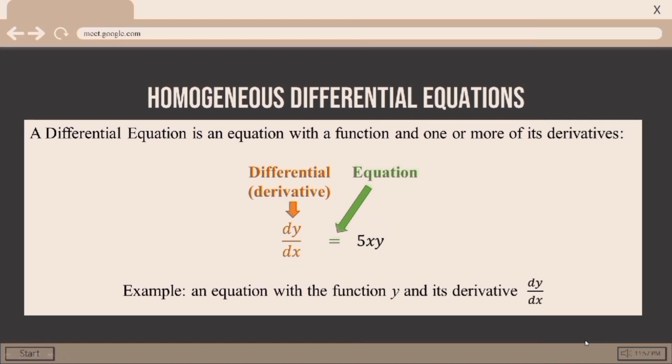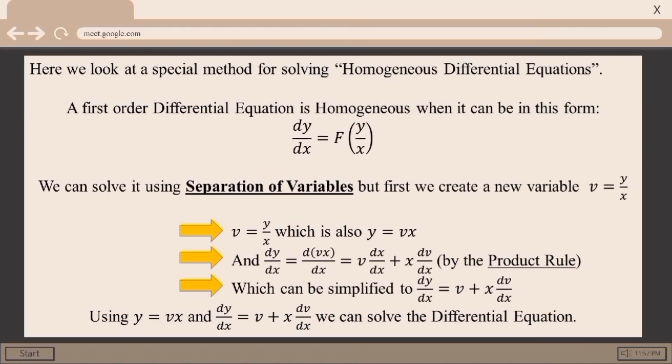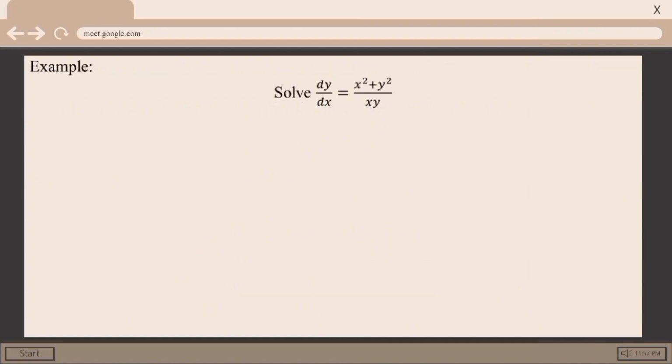All right. So earlier, Mr. Kusain discussed the homogeneous differential equation and its definition. Also, he elaborated on the process of separation of variables. So for this time, I'll be giving you some examples on how to solve the homogeneous differential equation. So here's our first example. Solve dy over dx equals x squared plus y squared over xy.